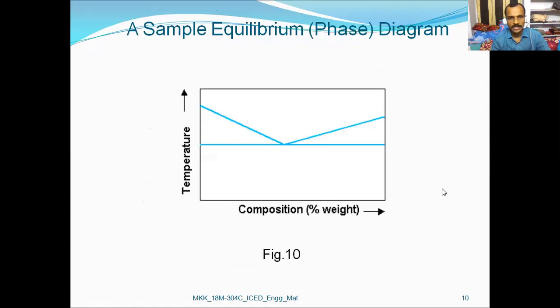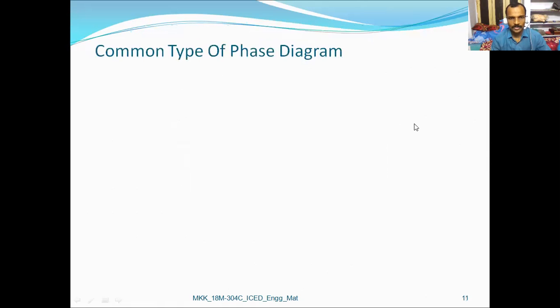Now let us have a sample equilibrium or phase diagram. This is the composition given on the x-axis, nothing but percentage weight, and the temperature on the y-axis. So see here at the center, half on both sides. So this is the equilibrium or phase diagram. Depending upon the compositions and temperature, this line is the actual plot we need to get.